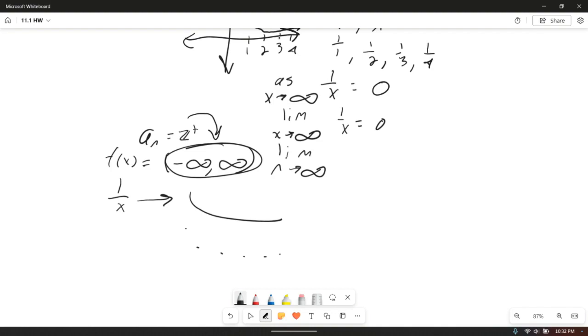So that means all the rules we had for limits, particularly limits at infinity, we can just apply to sequences, which is very convenient.